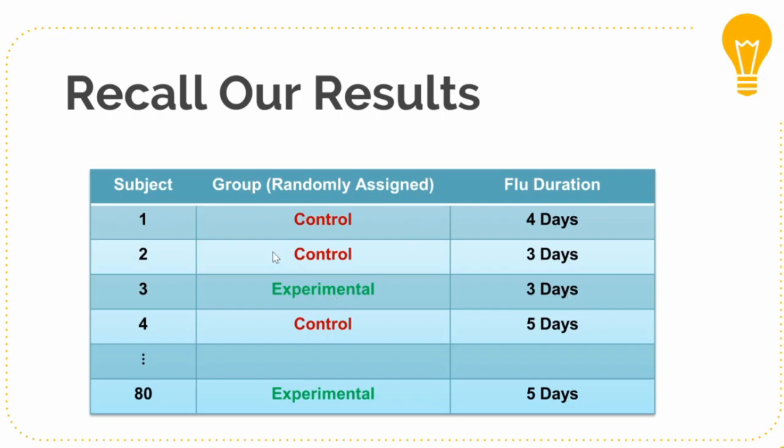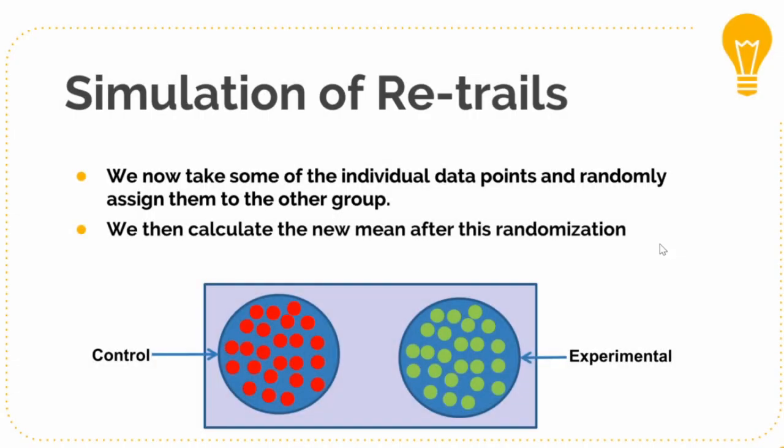These are the tables of results for 80 people, and this is the group they belong to. This is just a simulation of the results and their flu symptom durations. So we now take some of the individual data points and randomly assign them to the other group. We then calculate the new mean after this randomization. Remember, this is a simulation of our control and experiment. Let's see what we do. Take a look at that.